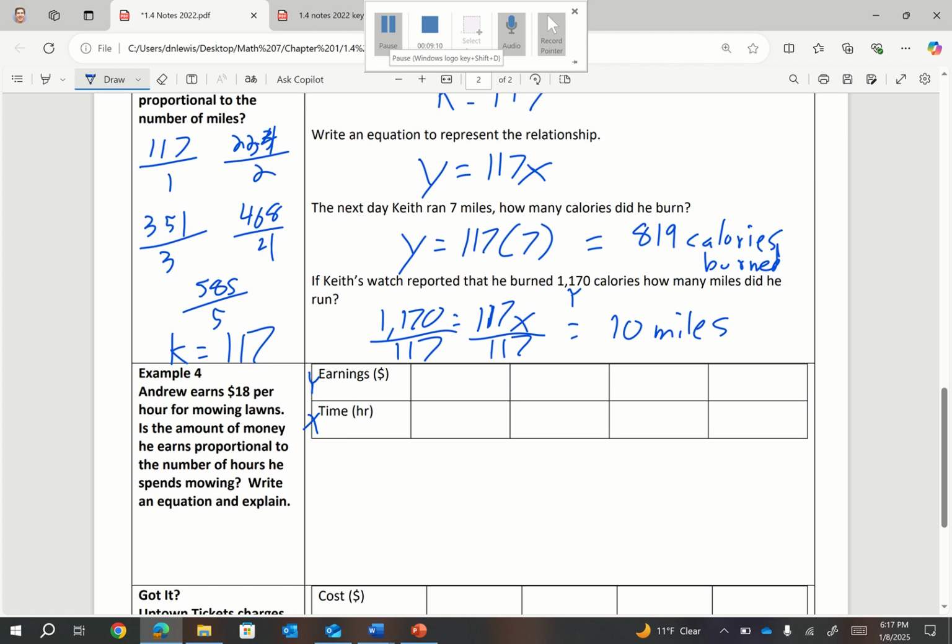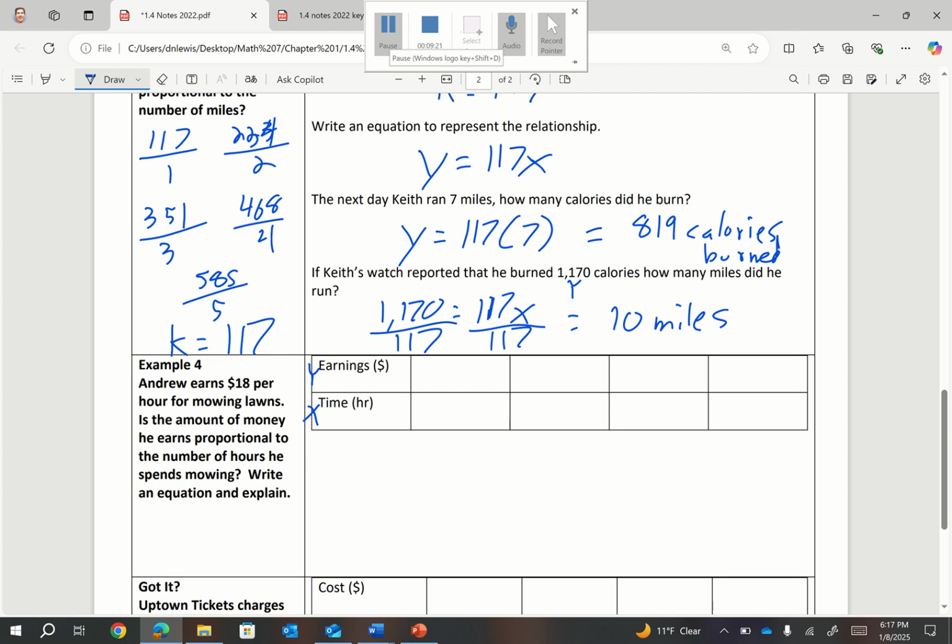Okay? So if Andrew earns $18 per hour for mowing lawns, is the amount of money he earns proportional to the number of hours he spends mowing? Write an equation and explain. So to fill in this table, we know that he makes $18 for 1 hour mowing lawns. So if I want to know how much he makes for 2 hours, 3 hours, 4 hours, I just need to do 18 times 2 is 36. 18 times 3 is 54, or I can just add 18. And I'm going to get 72 here.